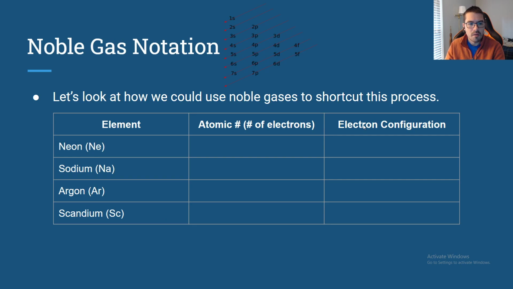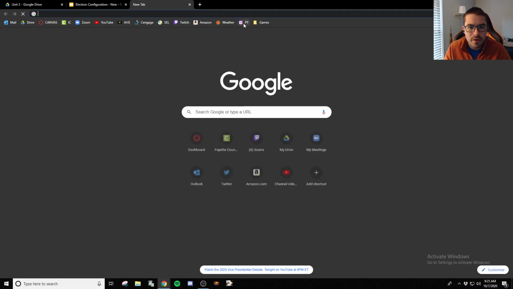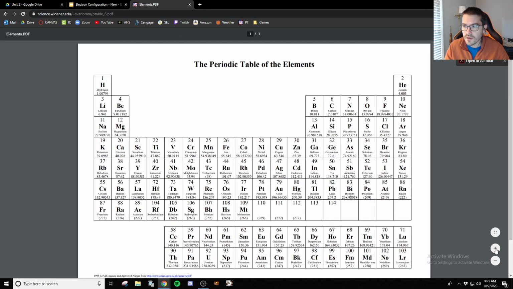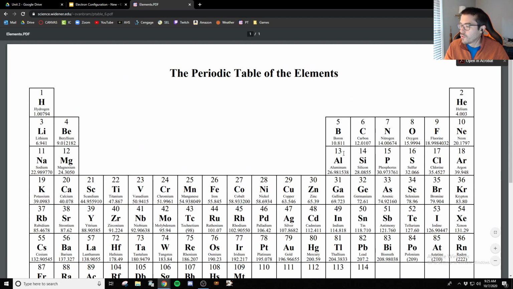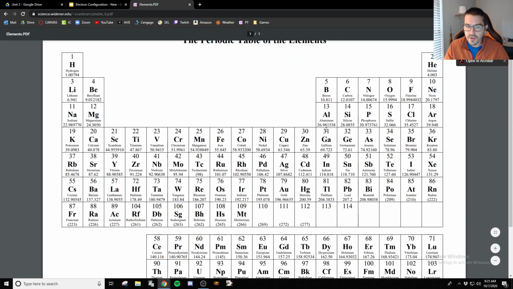But for now, let me actually zoom out of here, and let me go over to my periodic table. This is the same periodic table that you guys have. All right, so the shortcut that we're learning today is called noble gas notation.